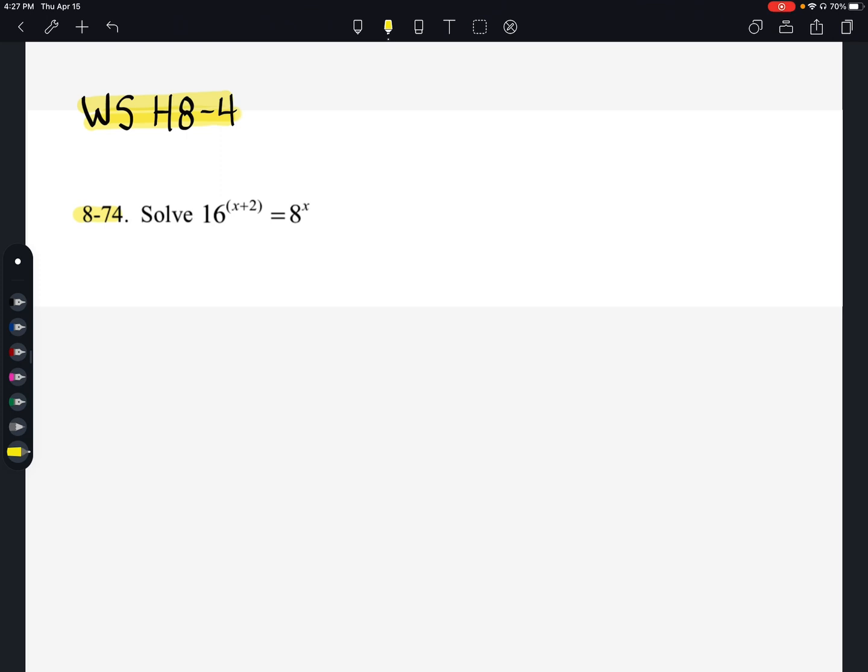In order for this to be easier for us to do, what we want to focus on first is our bases. Since our variable's in the exponent, we want to try to rewrite this with bases that are the same. So we know that 2 can be used to write 16 and 2 can be used to write 8. We can write 2 to the 4th power raised to the power of x plus 2, and we can say 2 to the 3rd power raised to the power of x.